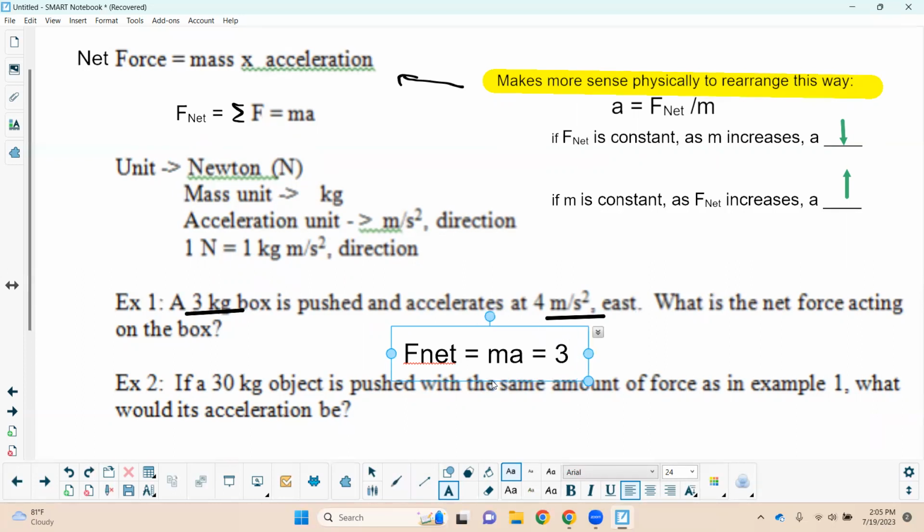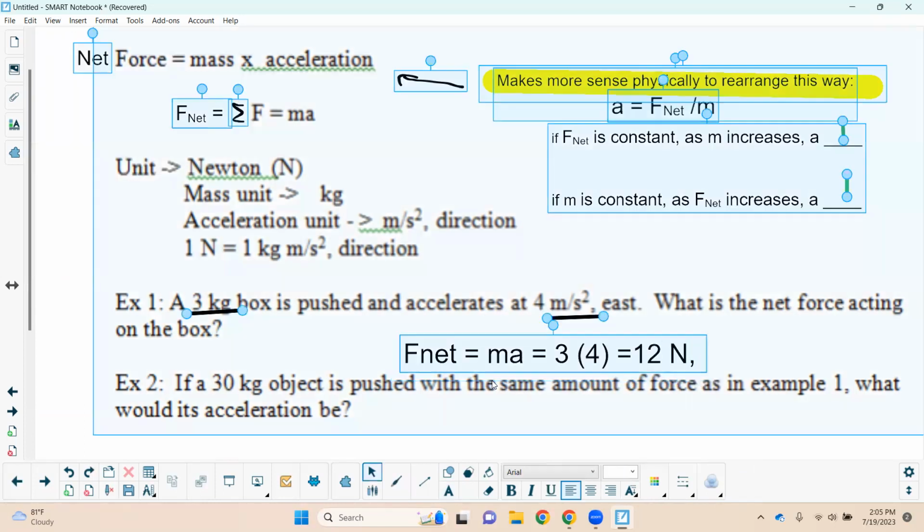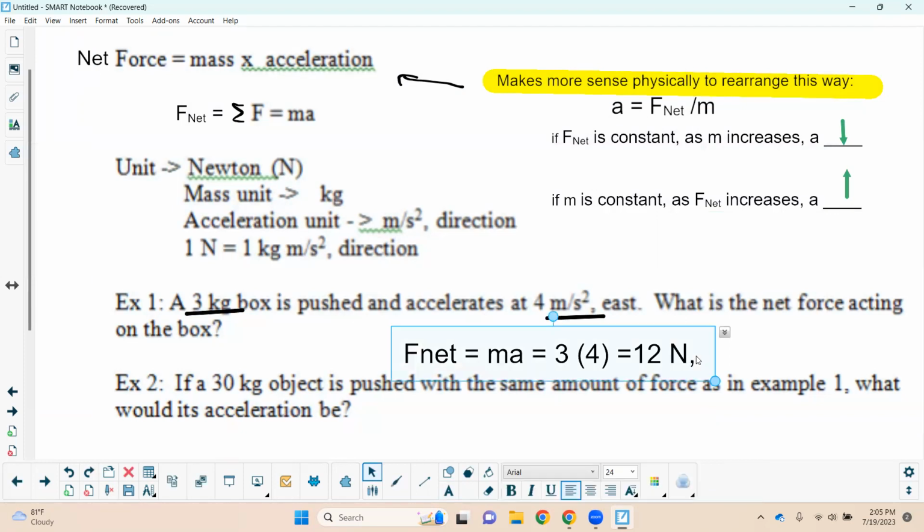So that would be 3 times 4. And again, you can do that in your head. That'll get you 12 newtons, and that would be going east. So it's just a multiplication kind of problem there.